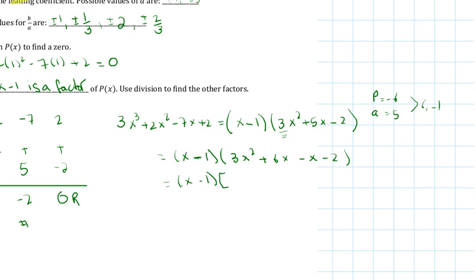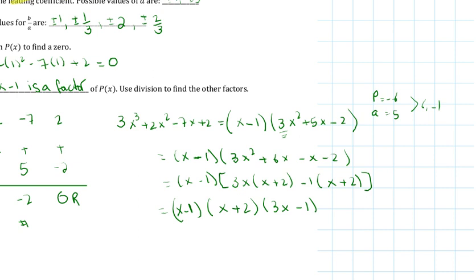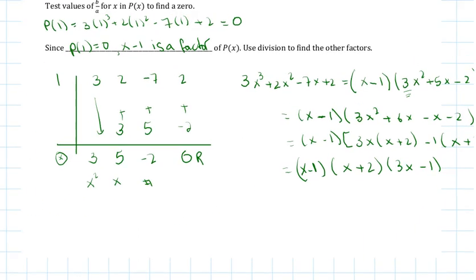Then I'm going to common factor. So what I have here is 3x, and I'll be left with x plus 2. And if I factor a -1, I'll be left with x plus 2. So now you know that my factors are x minus 1, x plus 2, and 3x minus 1. And that's fully factored. There is nothing else I can do. I am done.